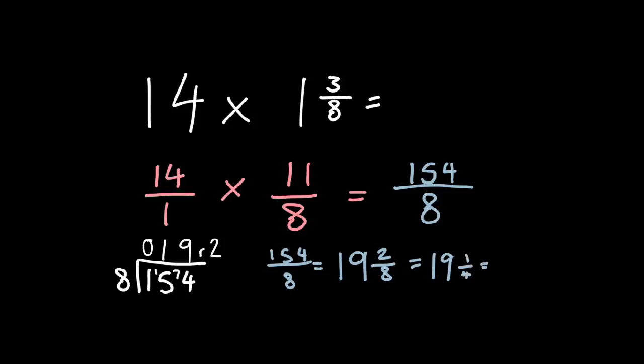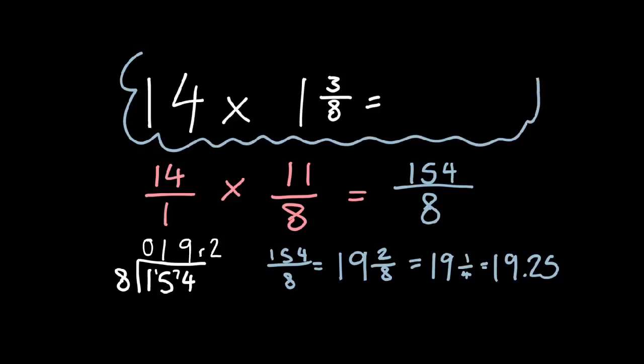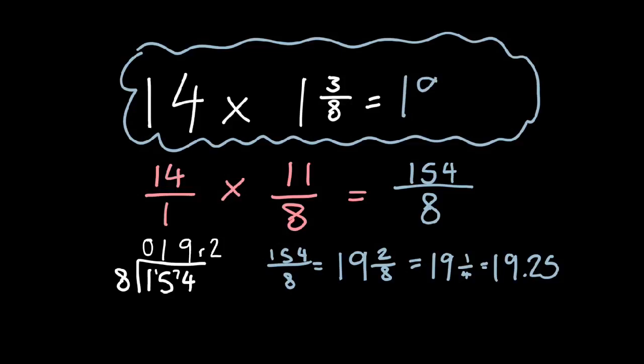And for you decimal fans out there, that would be 19.25. So I can now go back to my original problem and tell you what the answer to 14 times 1 3/8 is. It is in fact 19 and 1/4. And there you go.